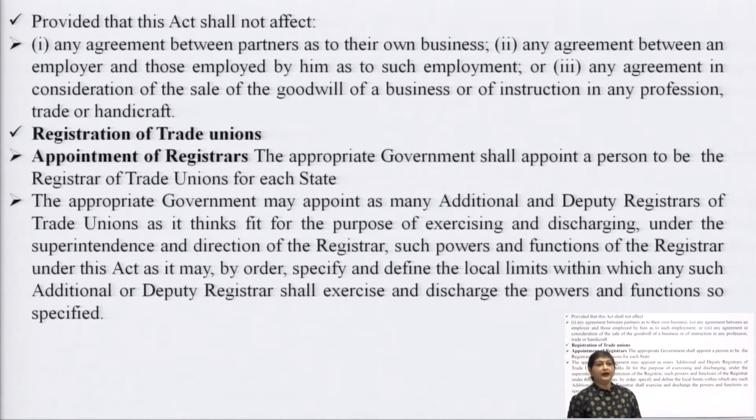The act also provides that it does not cover any agreement between partners as to their own business, any agreement between an employer and those employed by him as to such employment, or any agreement in consideration of the sale of the goodwill of a business or of instruction in any profession, trade or handicraft.